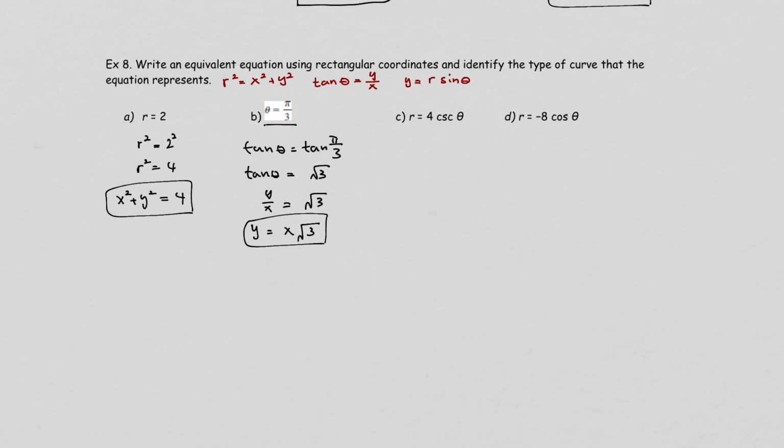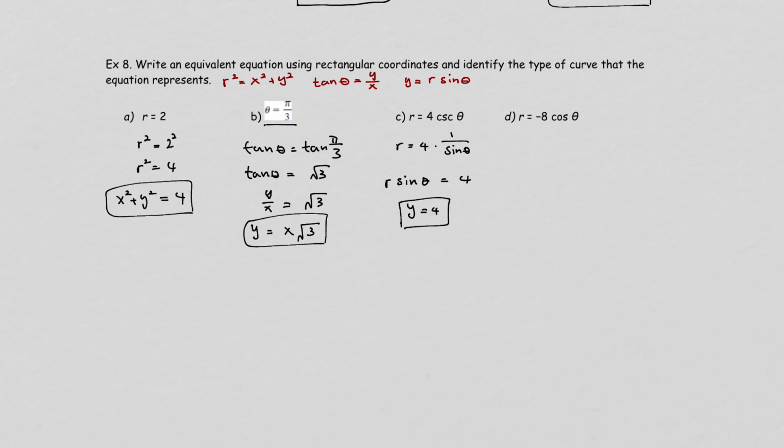The next one, C. R equals 4 cosecant theta. Well, first, I wanted to change this cosecant into sine. So it'll be 1 over sine theta. And you're going to multiply both sides by sine theta so we can get rid of fractions, right? So then you get r sine theta equals 4, is what we have. And we know that r sine theta right here is equal to y. So we're going to say this is equal to y, which is y equals 4.